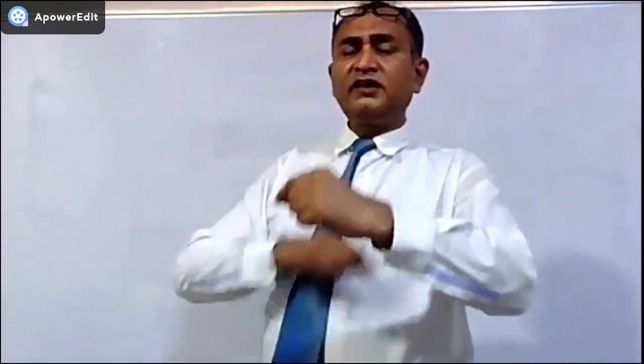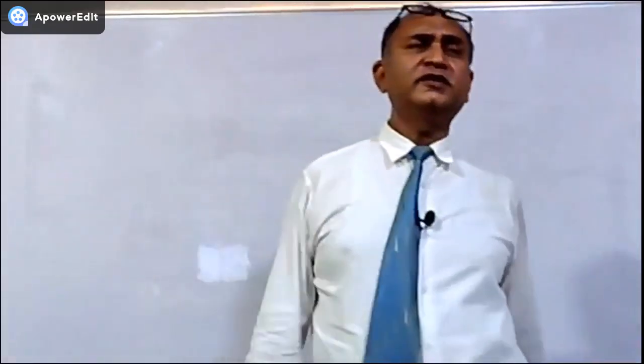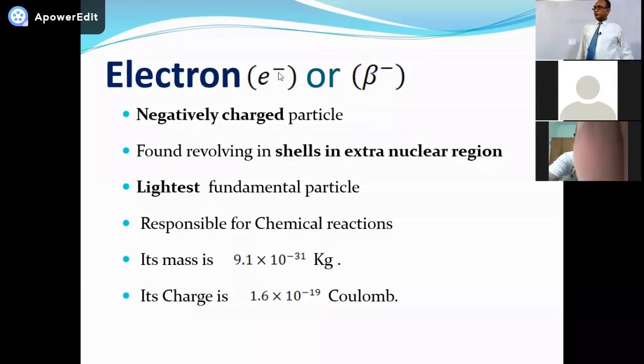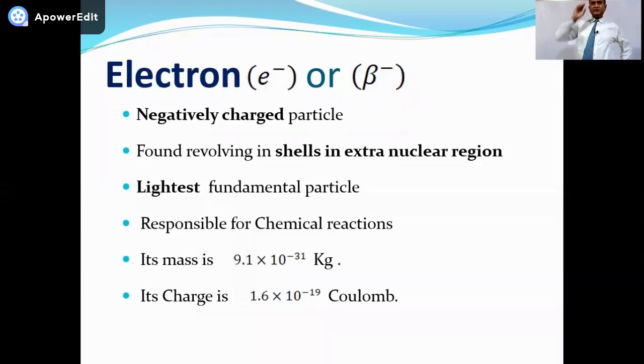We can find electrons around the nucleus revolving in different shells, as you will see afterwards. There are so many fundamental particles. What have we done just now? Electron characteristics: negatively charged, revolves around the nucleus. Among electron, proton, and neutron, the electron is the lightest one. What is the use of electrons? All chemical reactions are because of electrons, meaning electrons are responsible for chemical reactions. And its mass is 9.1 into 10 to the power minus 31 kg, as you can see on the screen.